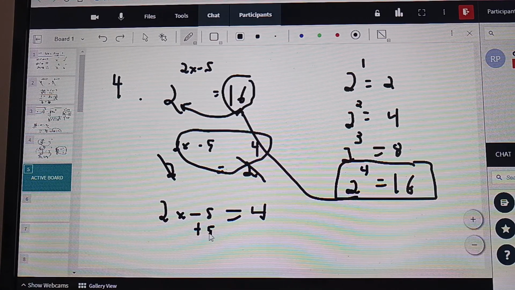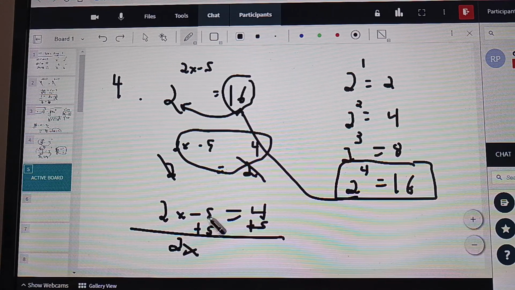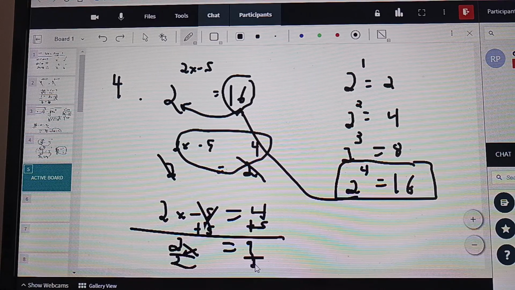Add 5. 2x equals 9. Divide by 2. And again, they like simplified fractions. 9 divided by 2, it doesn't divide, but it doesn't reduce either. So they're just going to want you to leave it like that, 9 divided by 2.